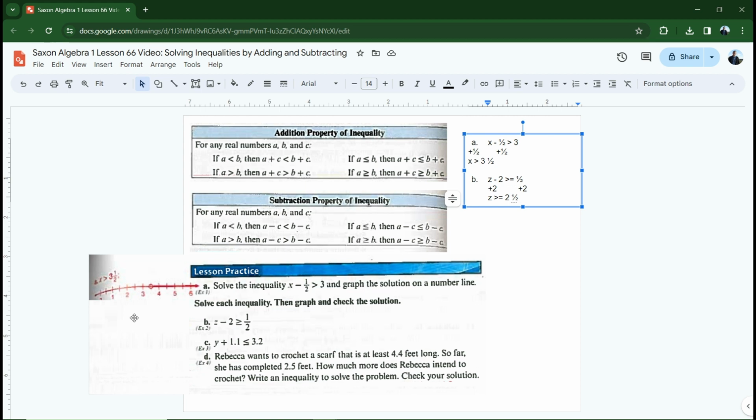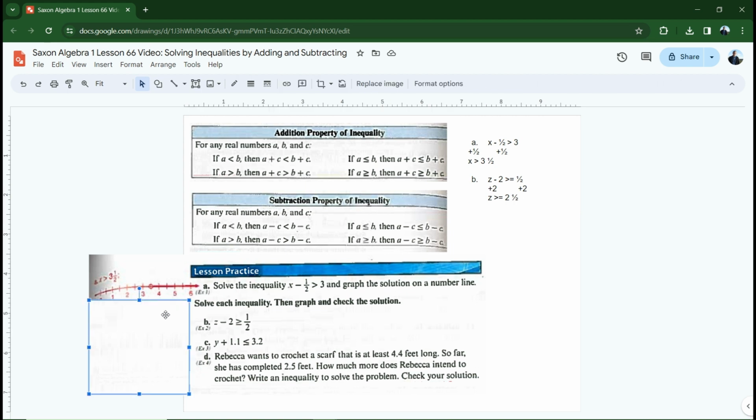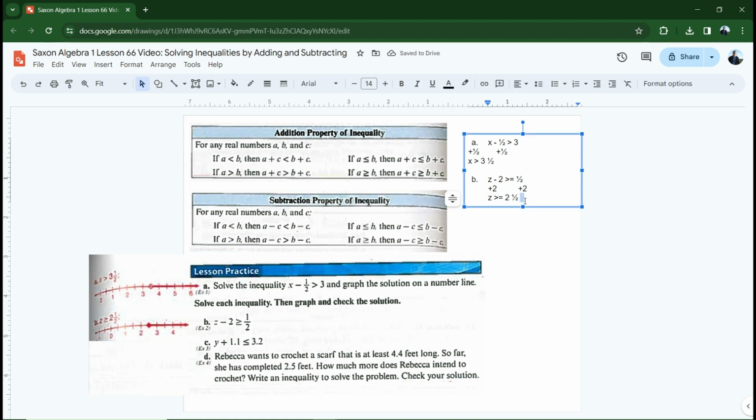Now to graph it, I'm going to put a closed dot because it's greater than or equal to at 2.5 and shade to the right. Let's just make sure I got that answered correctly. Notice the closed dot at 2.5 and everything to the right is shaded. All right, moving on to letter C.